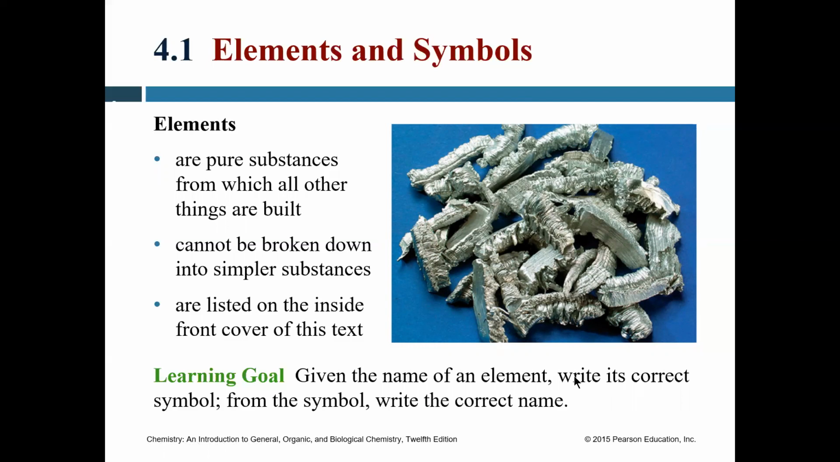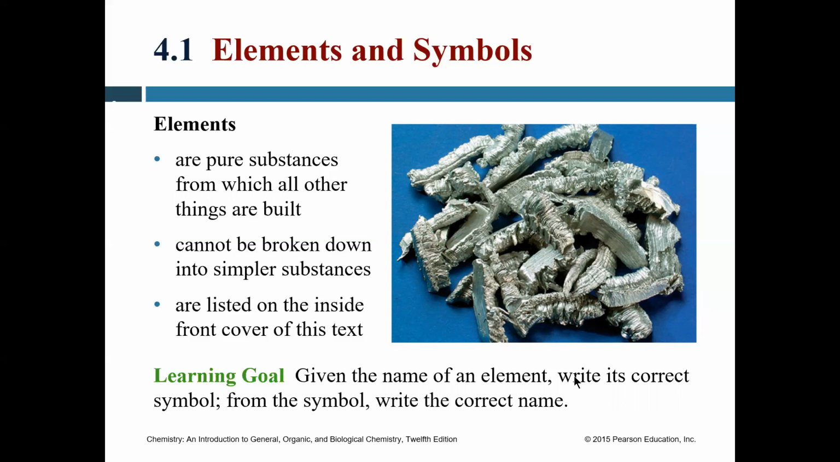So elements are a type of pure substance on which all other things are built. Just like letters create words and words create sentences, right? The letters being sort of the base of our language, elements are the base of our chemical understanding. They can't be broken down into simpler identifiable substances. So we could take an atom and break it into protons and neutrons and electrons. Those are the building blocks of our atoms, but they're not identifiable. Protons are consistent throughout all the different types of elements.